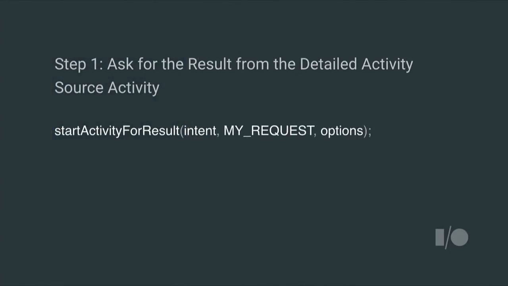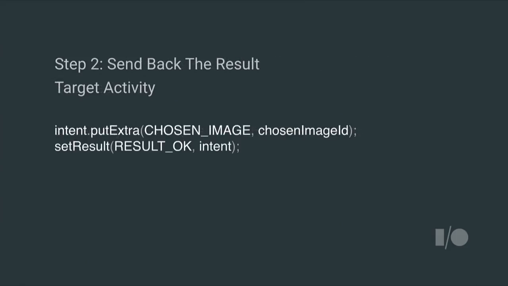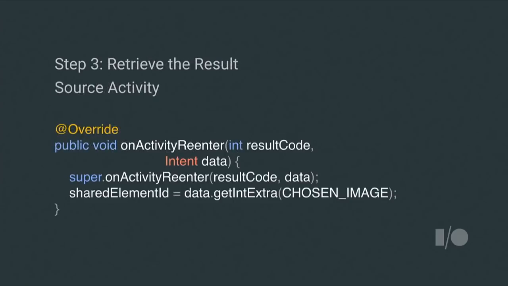Step one, when you launch the activity, ask for which shared element is coming back. So you start activity for result. Okay. Step two, before you go back, set the result. Tell it which shared element is going to come back to you. Here I have an ID that I'm going to send back as a result. Step three, in onActivityReenter, not onActivityResult. Now, I got bitten by this just yesterday, I think it was, when I was writing a demo.